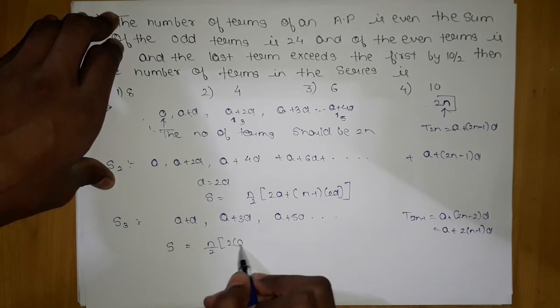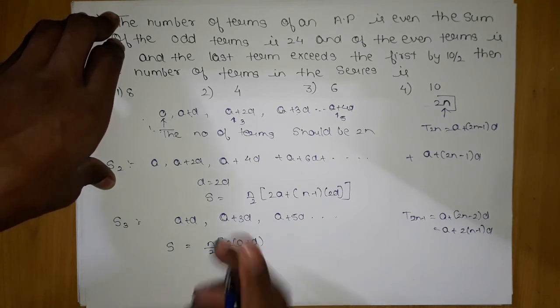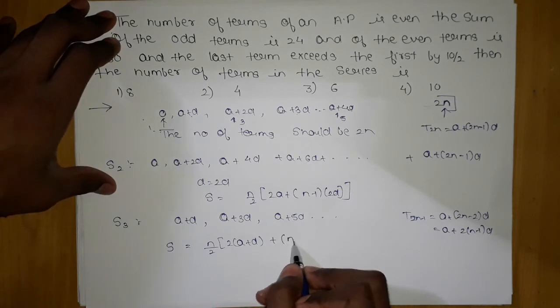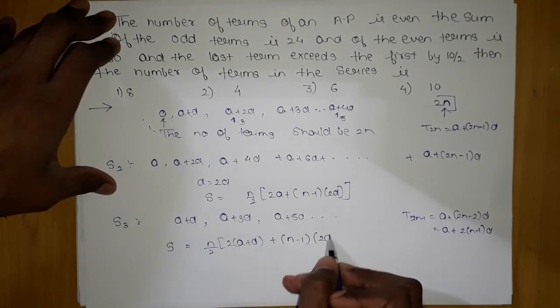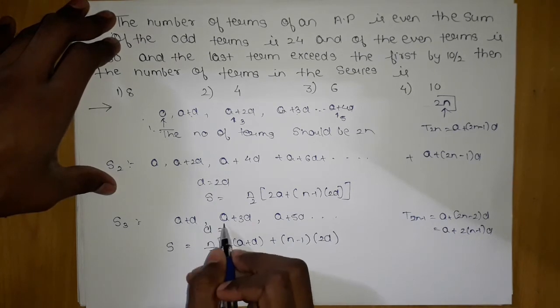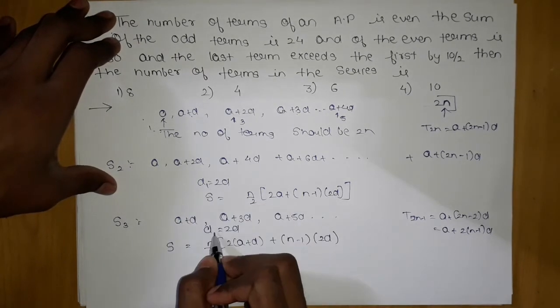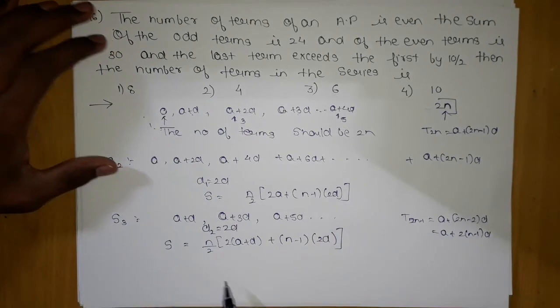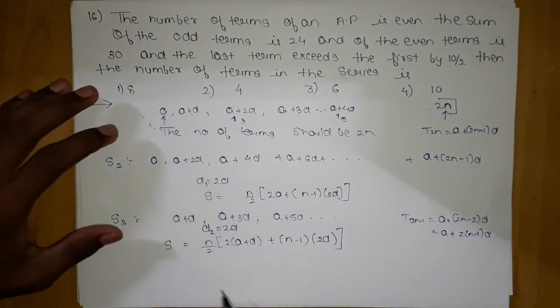The first term will be 2 into a plus d. Here the first term is a plus d. Don't make the mistake of taking it as a plus. How many terms? N minus 1 into d is what? 2d. Still their difference, here the difference is nothing but 2d. Take this as d and this is 2d. Okay, so the difference is still 2d. After this, we have to just solve them and try to get the answer.